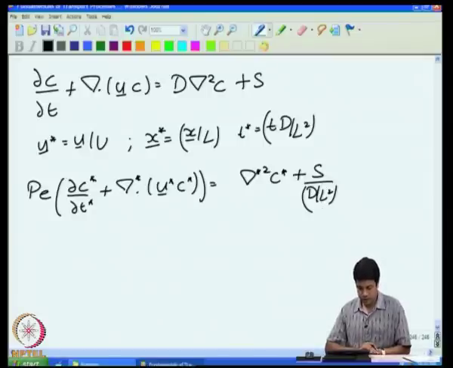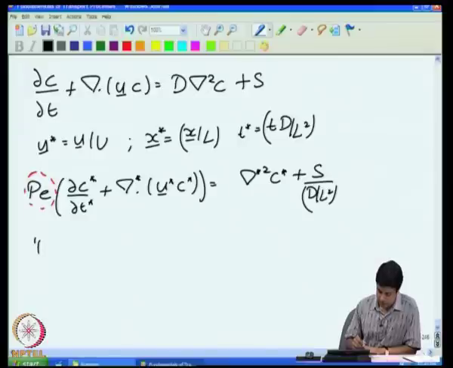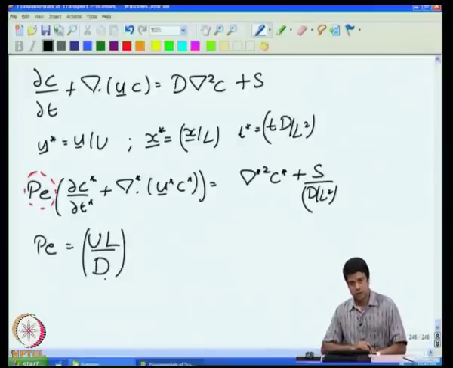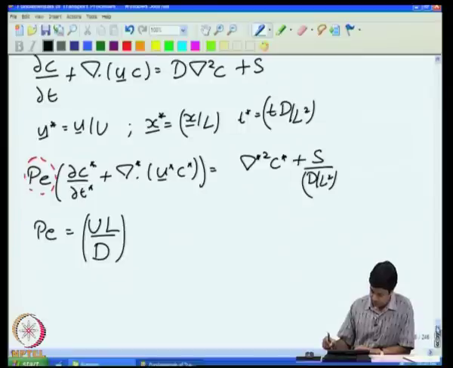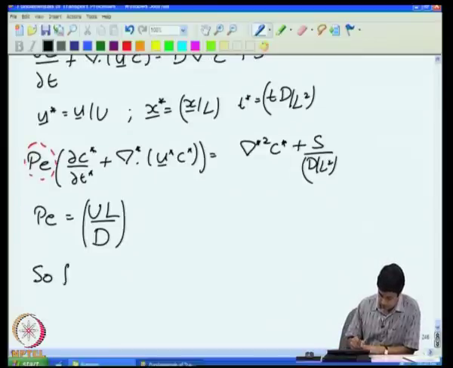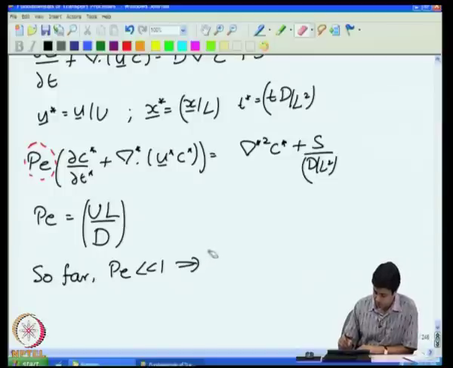So, this is what you get, and there is this Peclet number sitting out in front here, which is basically Pe is equal to UL by D. So far, we have been considering the limit of low Peclet number, which implies that the equation reduces to D del square c plus source is equal to 0.